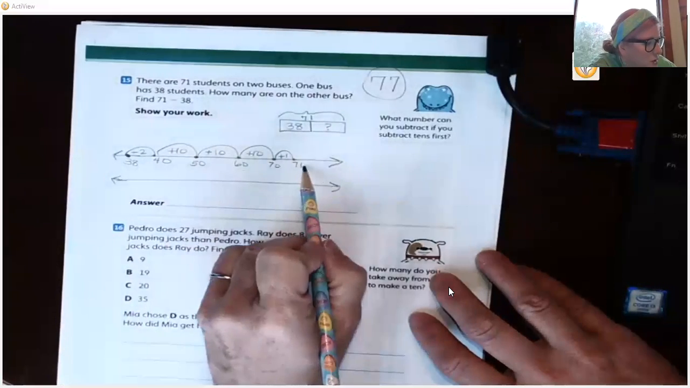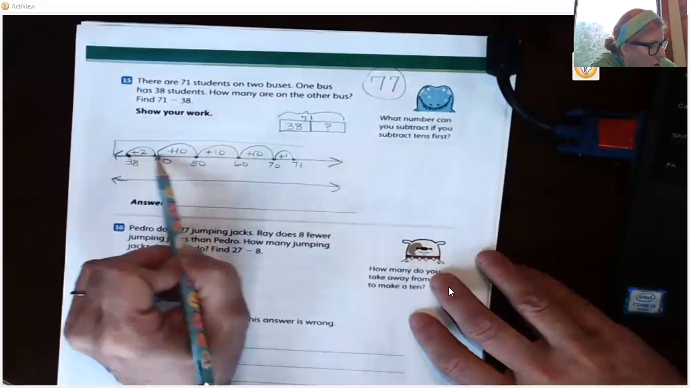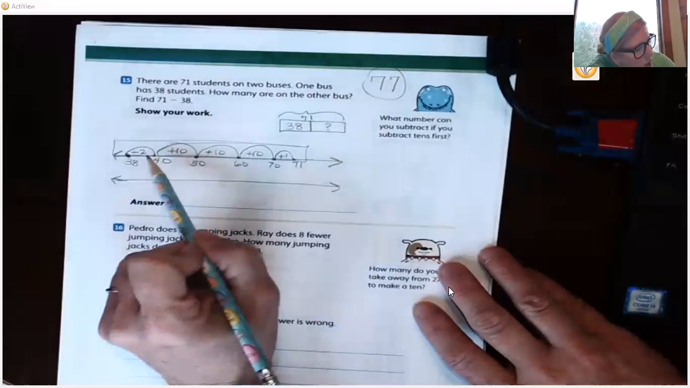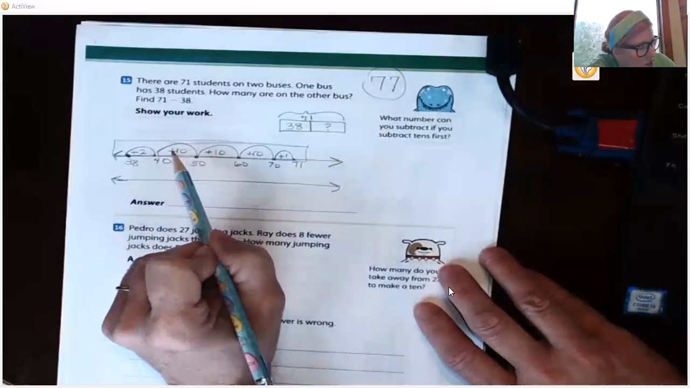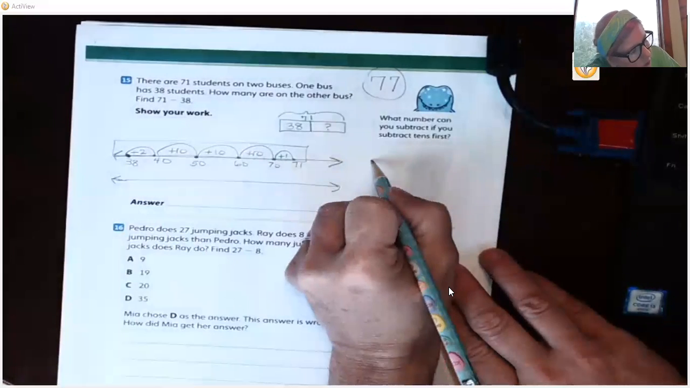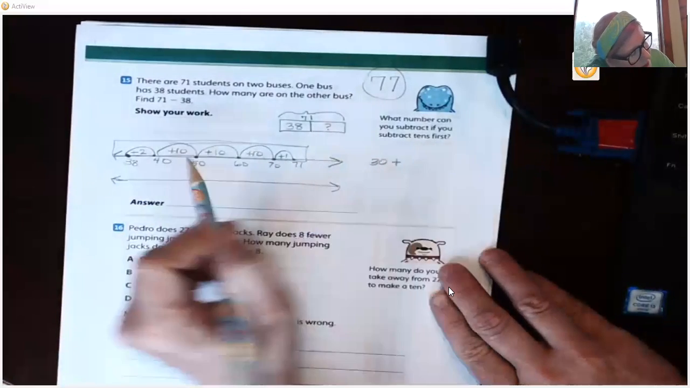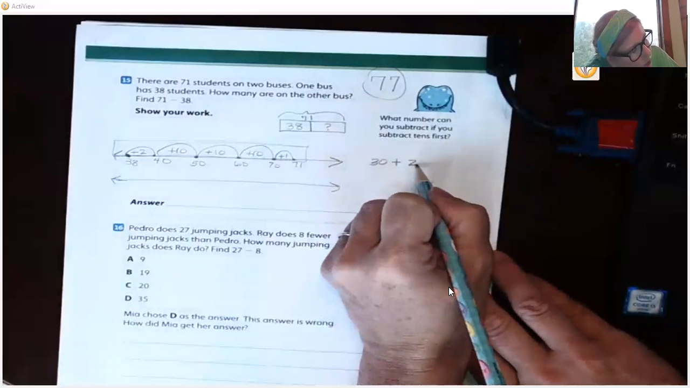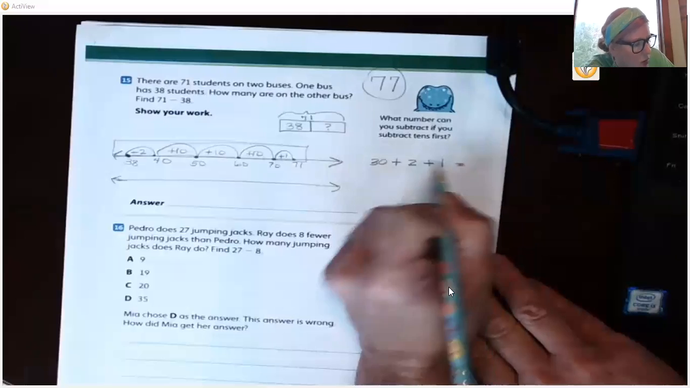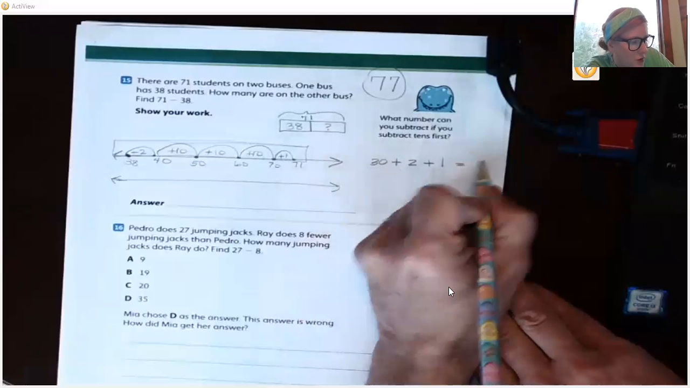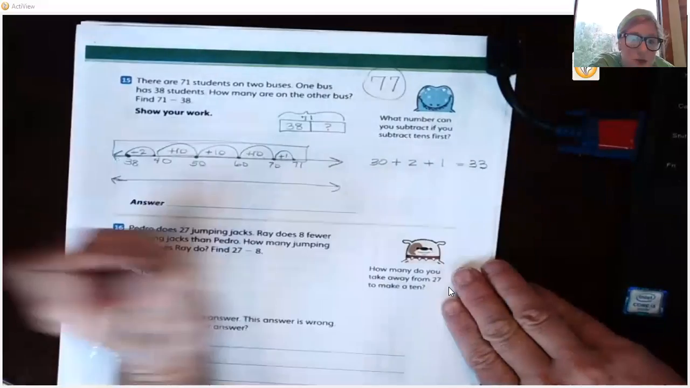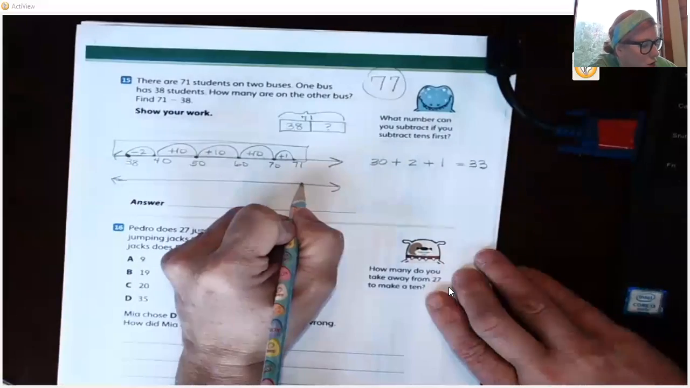All right, but 71 is not our answer. Our answer is all of this up here, right? So I like to do the tens first. 10 plus 10 plus 10 is 30. I'm going to write it over here. 30 plus 2 plus 1 equals 33. Boom, 33.